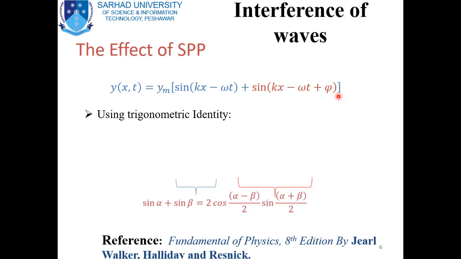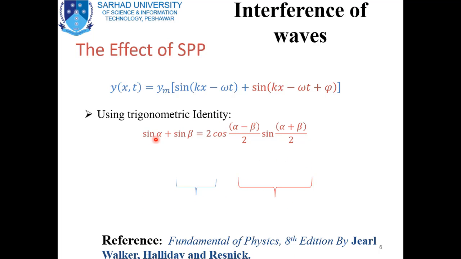And by trigonometric identity, sin α plus sin β is equal to 2 cos((α − β)/2) sin((α + β)/2). The kx − ωt represents α and kx − ωt + φ represents the β term. When we insert these terms and calculate them, our final result will be 2ym cos(φ/2) into sin(kx − ωt + φ/2).